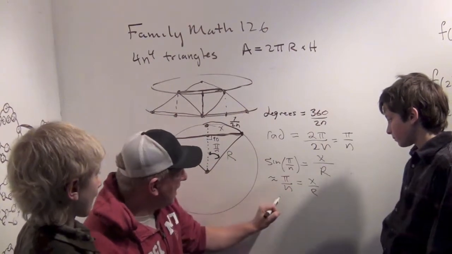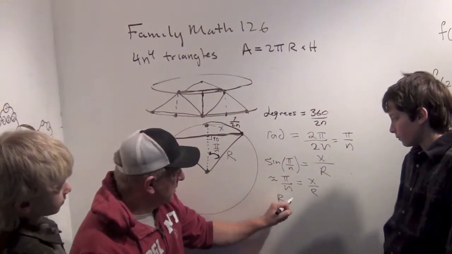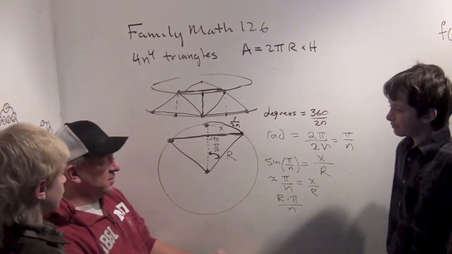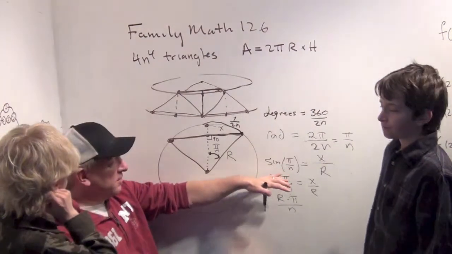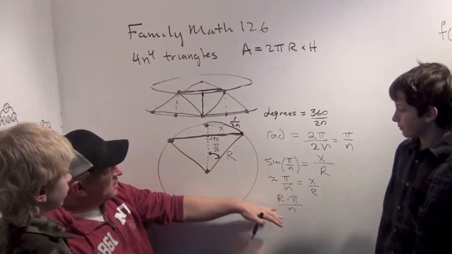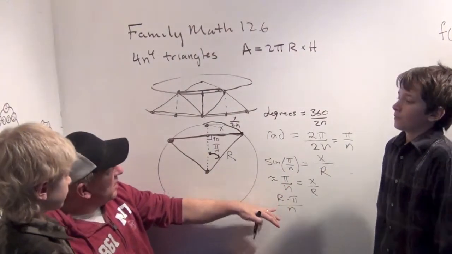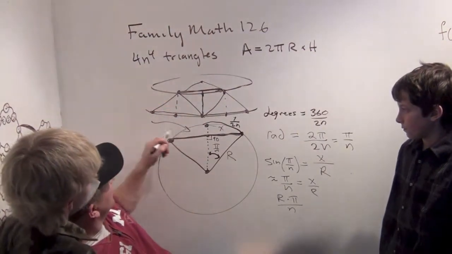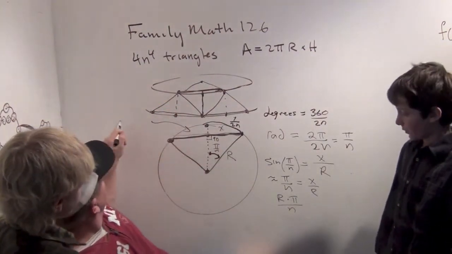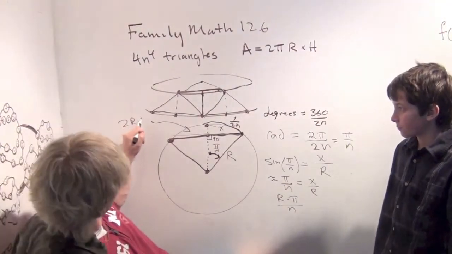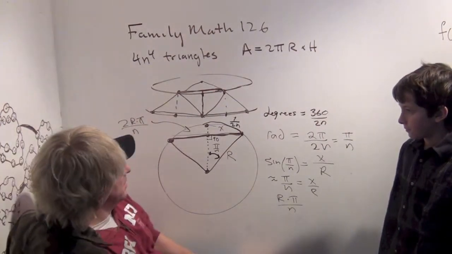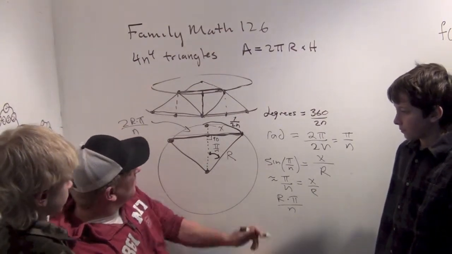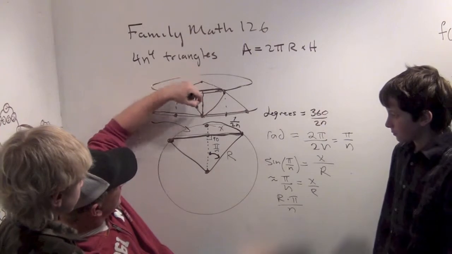So this distance x is r times pi over n. That's what x is. This is some fun, very interesting math from trigonometry and calculus. So this is approximately equal to r times pi over n. So this distance here is 2r, it's twice that, right? This plus that. 2r times pi over n. Approximately. Awesome.